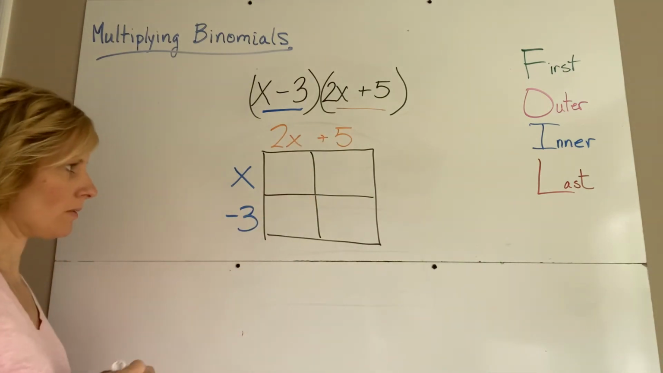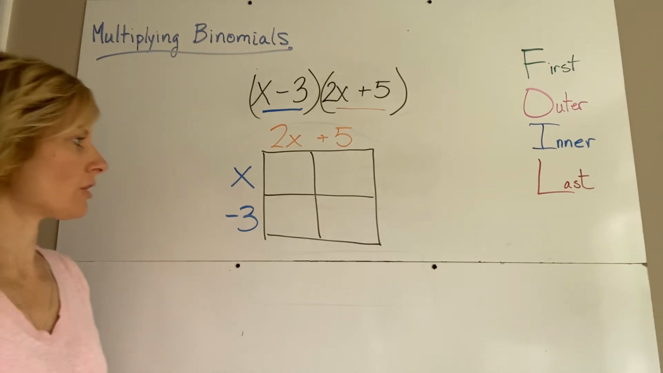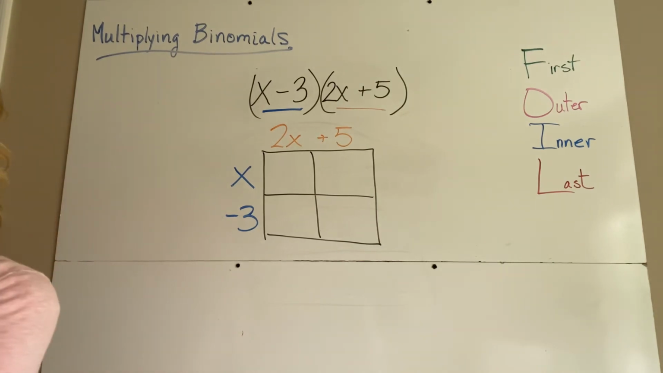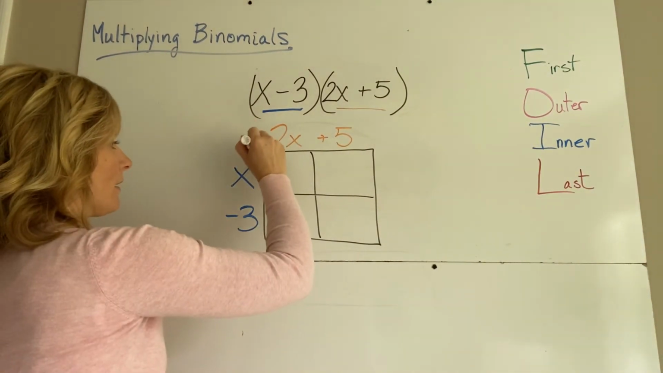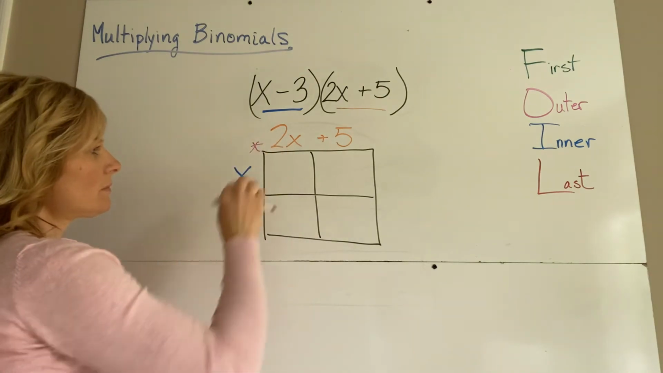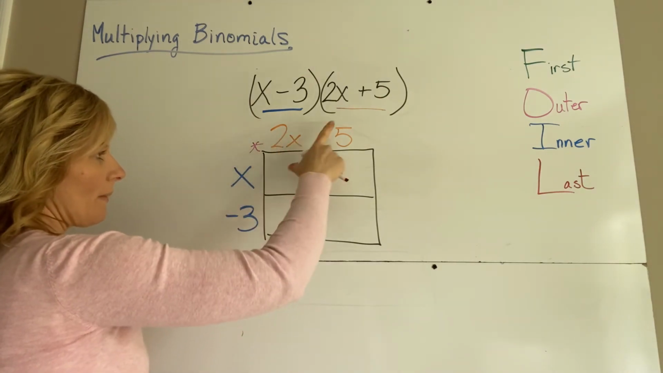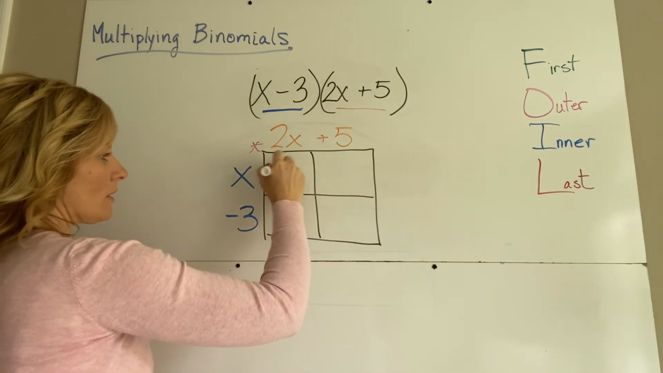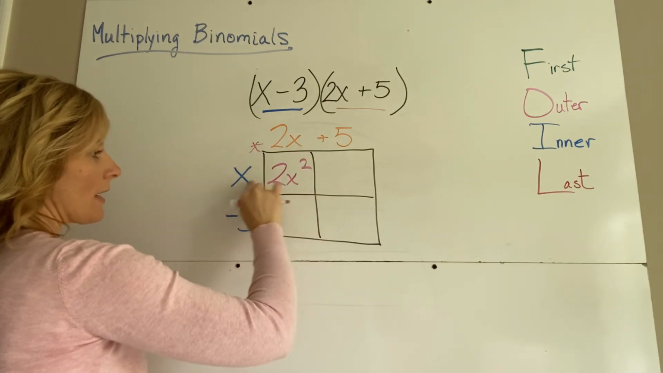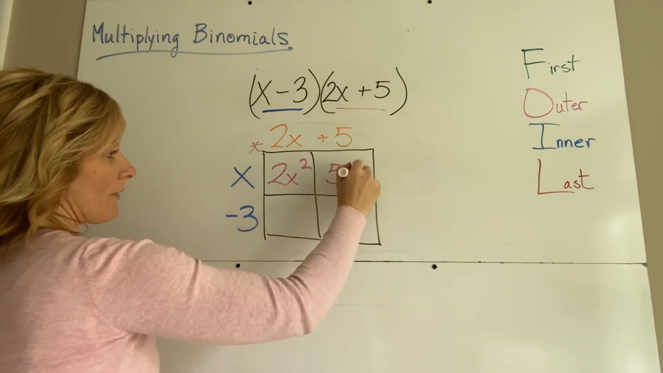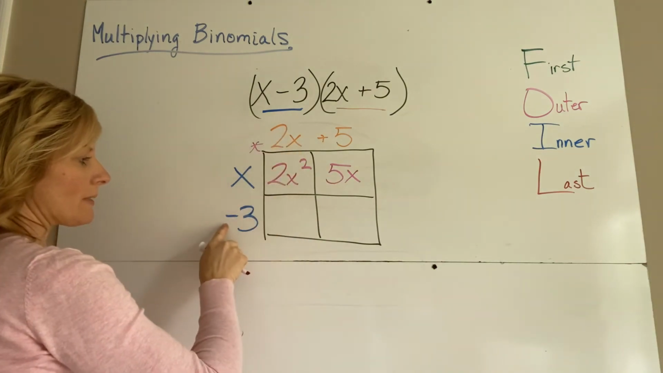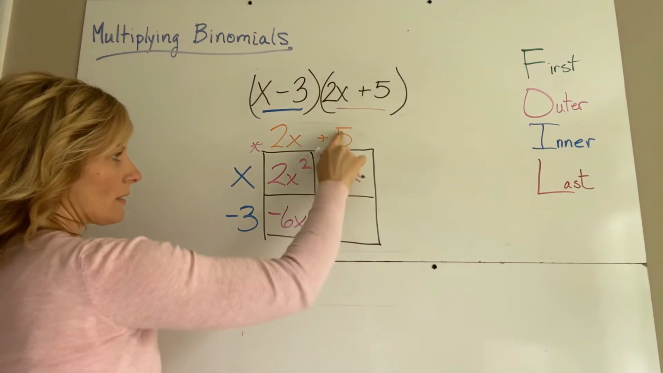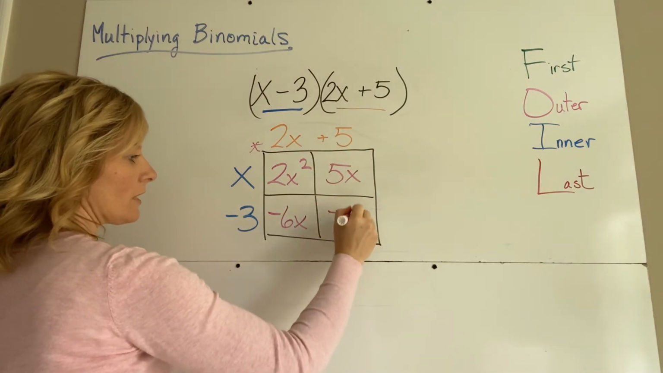Now, I wish I could do something magical and make orange and blue become something, but I'll just do it in another color so you see what's happening. We multiply everything on the outside. It's kind of like Battleship, where they line up. 2x times x, 2x squared. x times 5, 5x. 2x times -3, -6x. And -3 times 5, -15.